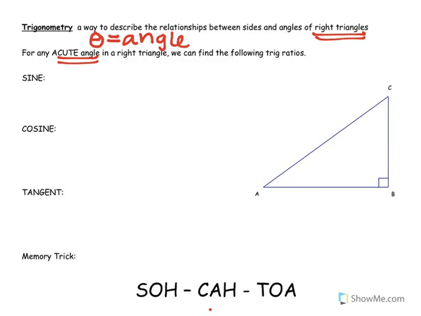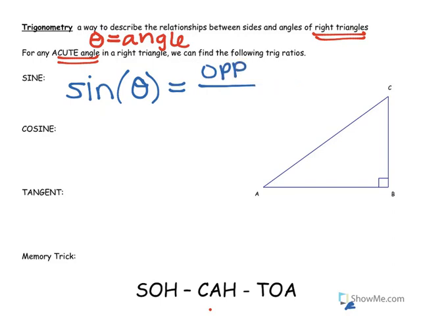So for any acute angle in a right triangle, we have the following trig ratios. We have sine, cosine, and tangent, okay? So sine, we're going to abbreviate SIN. And whenever we have a trig ratio, we always input with an angle. So sine is always going to be the ratio between the opposite side.